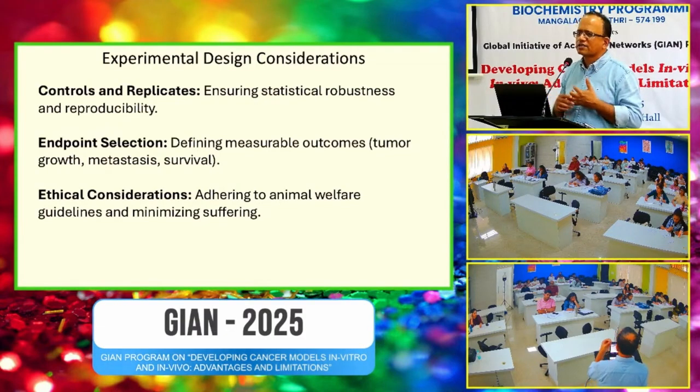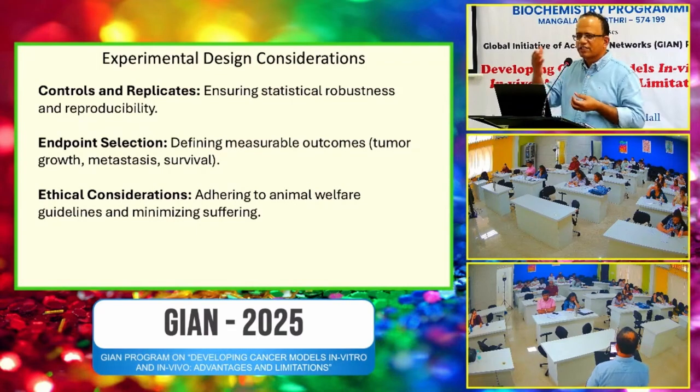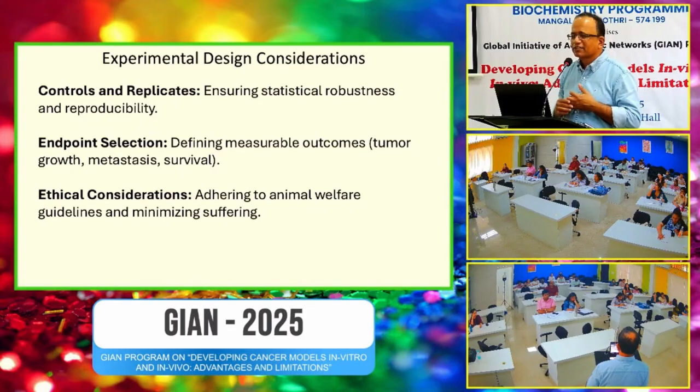Even though they don't ask you, they reject your paper. They won't tell you specifically why they are rejecting it, right? There may be reasons for that, okay? One of these may be the number of mice.